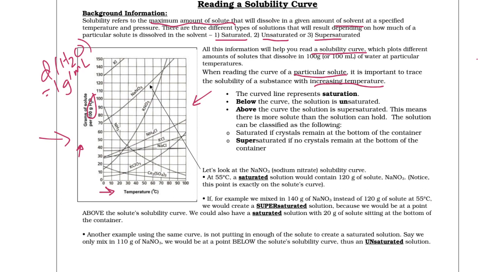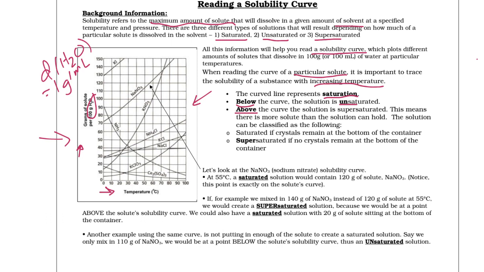So how do we read this? Well, what we know is that the curved line, on any of these solute lines, represents saturation. Once we are talking about any point on the line, that is the maximum amount of solute that will be able to dissolve in 100 mL of water. Anything below the line is unsaturated, so it means that the solute will dissolve, and I could add more until I get to saturation.